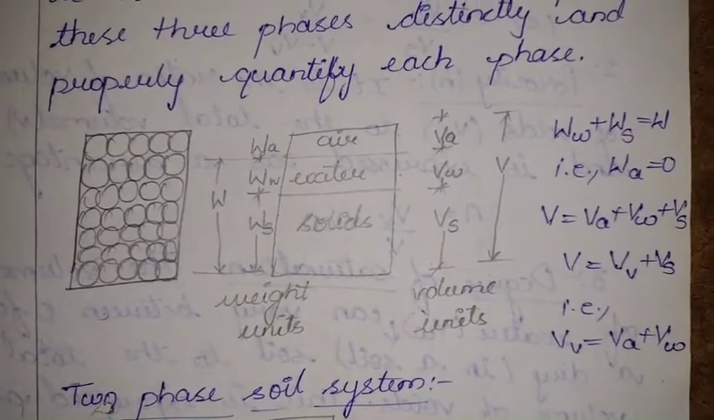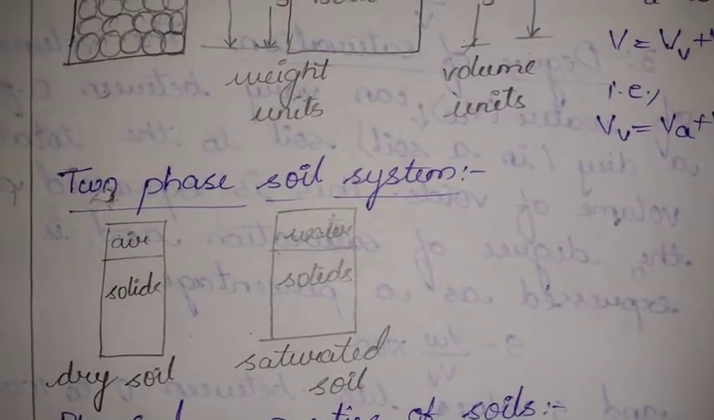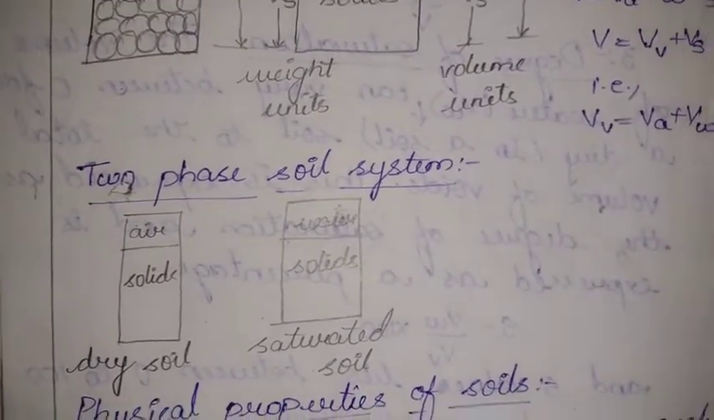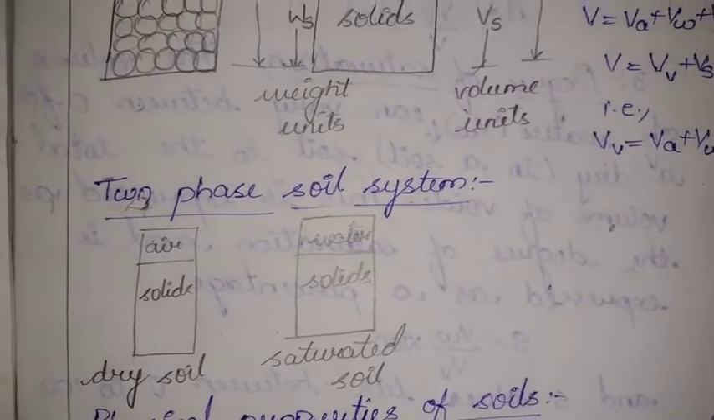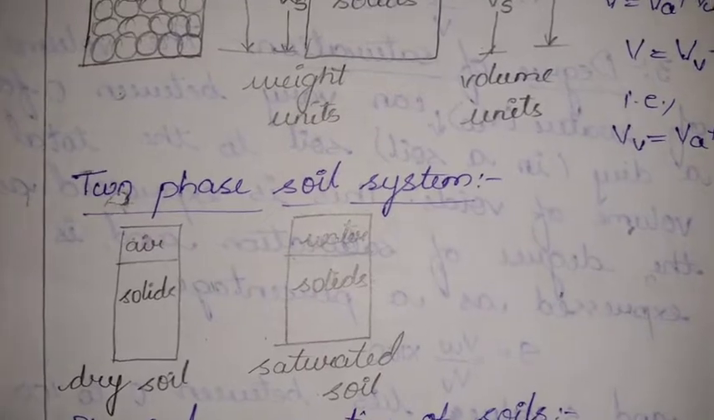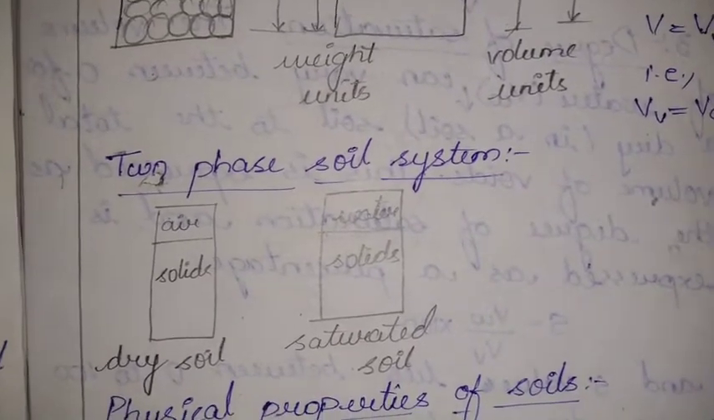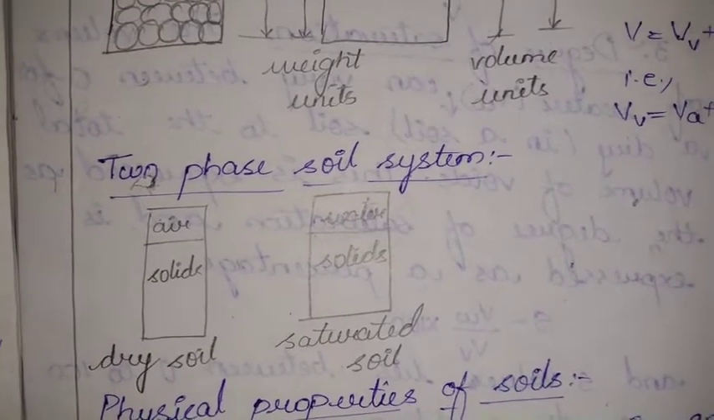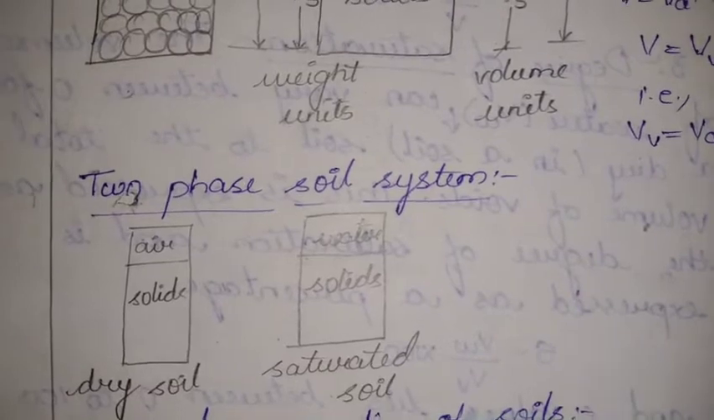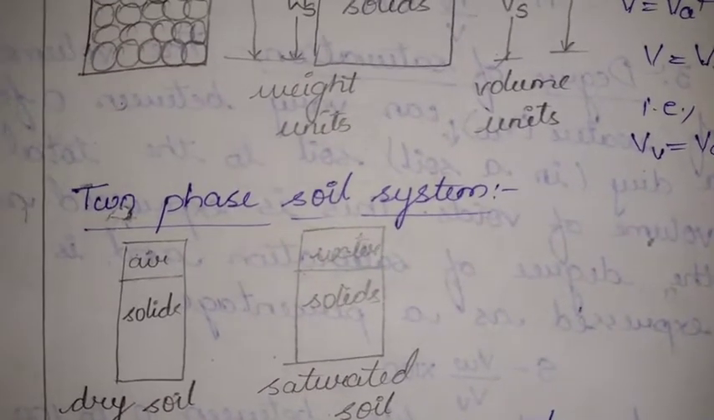Next, when we talk about the two-phase soil system, that is in the case of dry soil, we have only two components, that is air and solids. No need to consider water, as in dry soil water is not there. And whenever we talk about saturated soils, the soil is completely submerged in water, so there is no chance for air to come in. So it is just water and solids in this case.